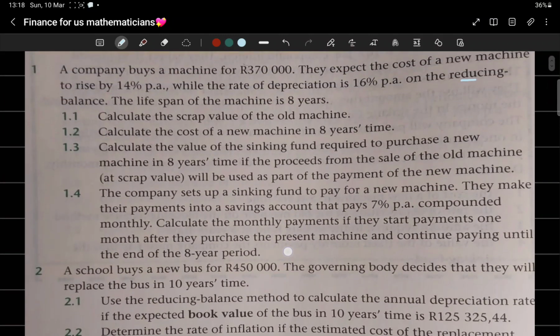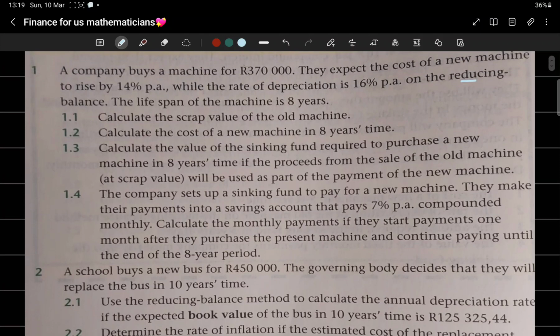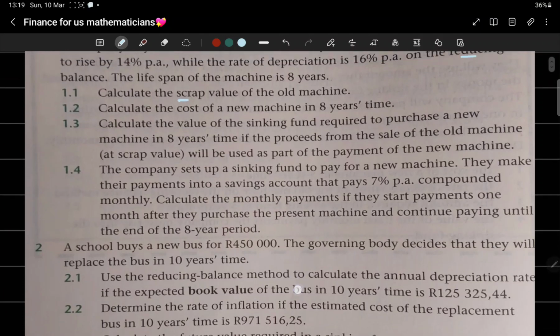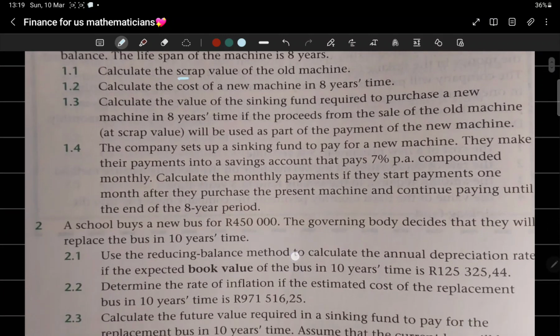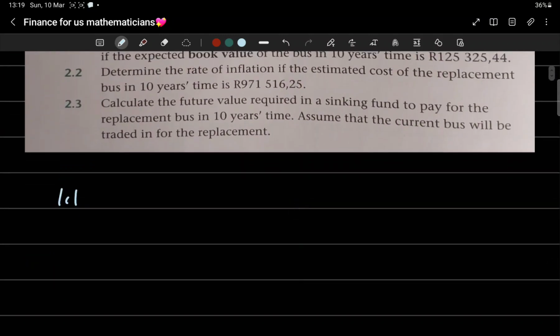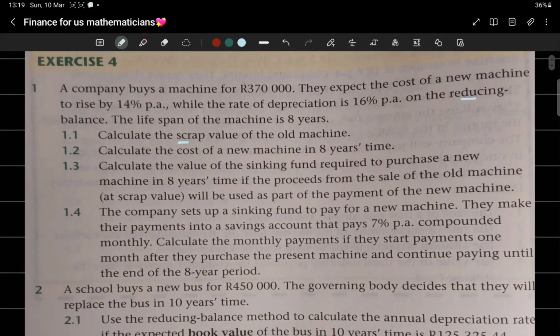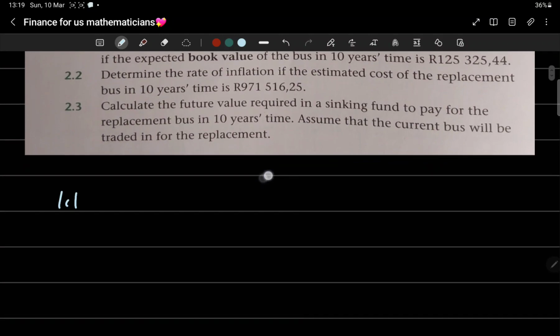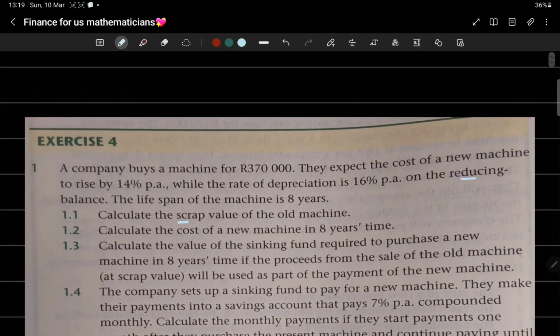Okay, let us calculate the scrap value of the old machine. The machine, when it's still new, is a nice machine, but after it becomes old it becomes scrap. So scrap is the machine when it's old, the value of the older machine after it has been depreciated. How do you calculate the scrap value? They said using reducing balance.